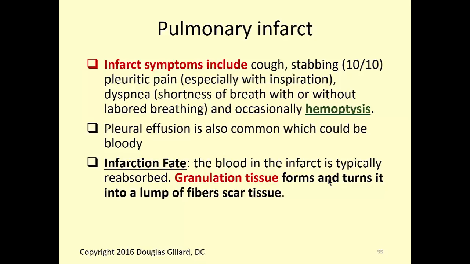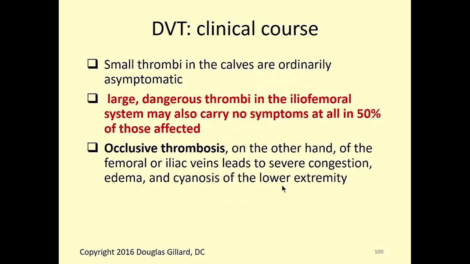Infarction fate. The blood in the infarct typically is reabsorbed, but you're going to get granulation tissue, which turns into a lump. So that's going to be trouble in that area. So the bigger the infarct, the higher the chances of pulmonary hypertension. Clinical course: small thrombi in the calves are ordinarily asymptomatic. In fact, they don't get too worried if the thrombus is in the calves. Just have to watch it.